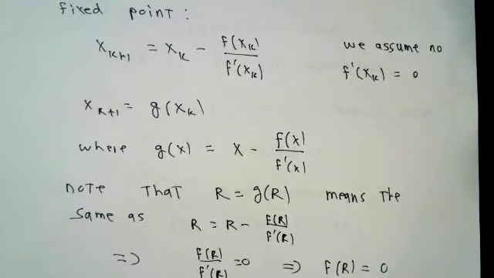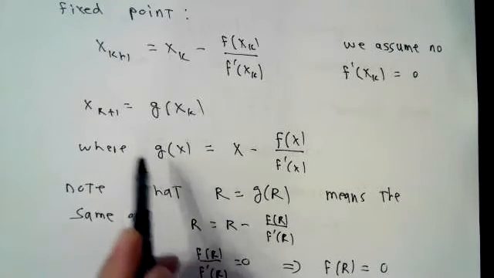Now, Newton is a special case of a fixed point method. Newton's method is: the new iterate is the old one minus the function value at the old one divided by the derivative of f at the old one. We are assuming for the moment that we never encounter places where f prime at xk is 0. We will have to investigate the ramifications of that later.